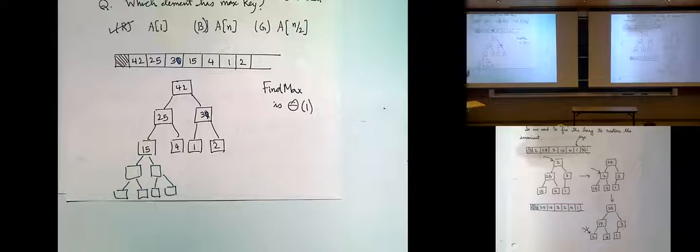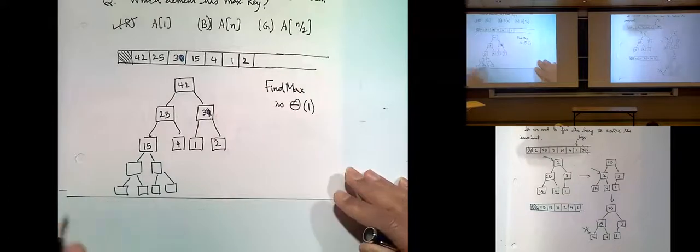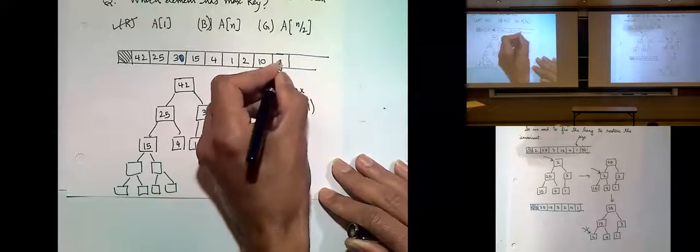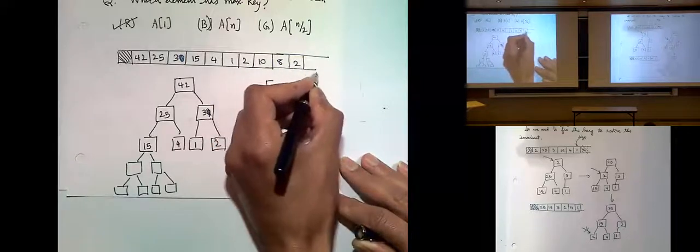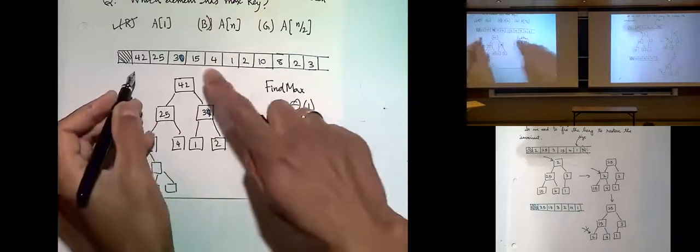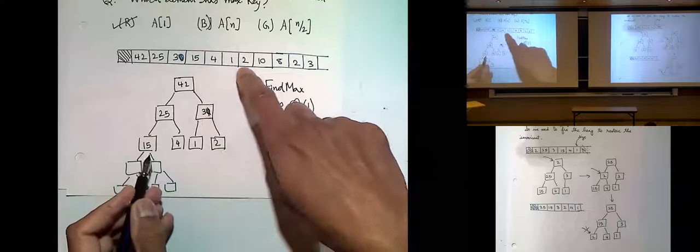No, you don't save anything. So it's just an array. You'll see when I write the code for ExtractMax, I think maybe it'll make more sense. The point is, suppose there were more values here. I'm just going to put some numbers here: 15, 10, 8, 2, 3. If you were to convert this into this picture, so we have 15, 4, 1, and 2.